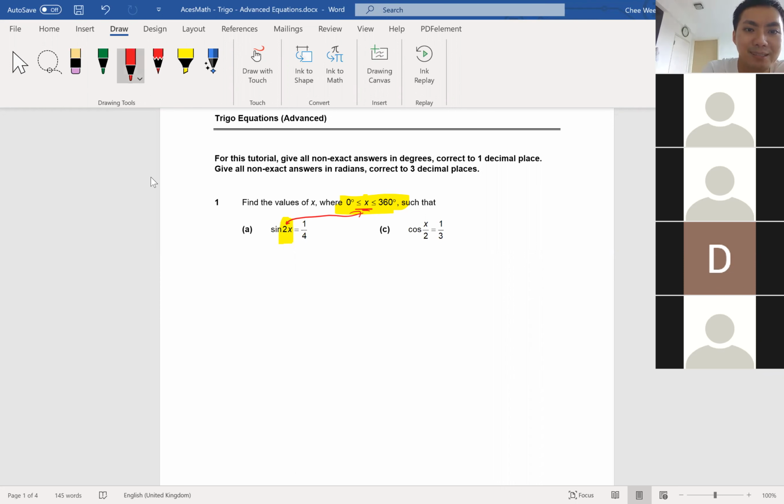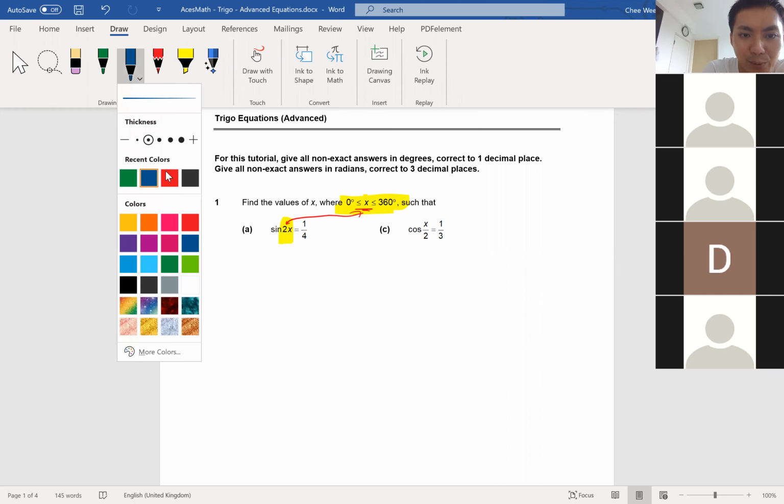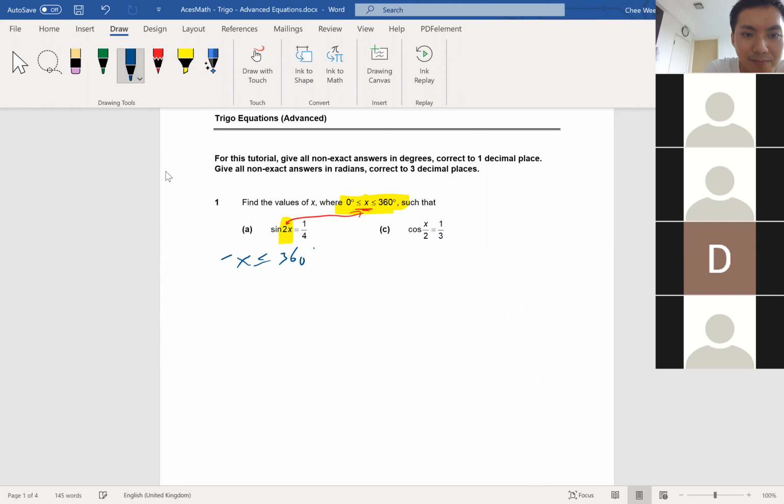So we will always write this out properly. x is between 0 to 360, but 2x is actually between 0 and 720 degrees. So 720 degrees means it's 2 full revolutions around the ASTC. 2 full revolutions means 8 quadrants are involved. Q1, 2, 3, 4 is the first revolution, 5, 6, 7, 8 is the second revolution. And you need to have both. Okay, consider 2 full revolutions now.